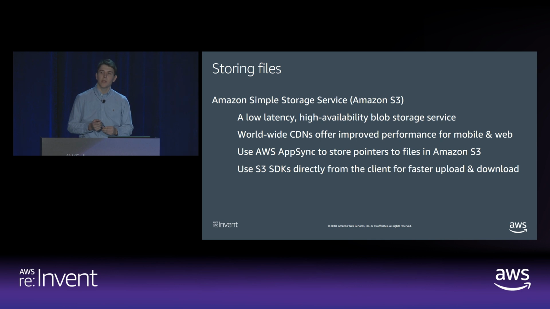Another common pattern is how to store files. So there's a lot of options here. You can base64 encode a file and put it into DynamoDB and then read it, but then you lose all the benefits of S3 that have been optimized for a long time. So S3 is a low latency, high availability blob storage service. It has CDNs. We can use CloudFront to put a content delivery network in front of our S3 buckets to basically deliver our assets anywhere around the world in milliseconds.